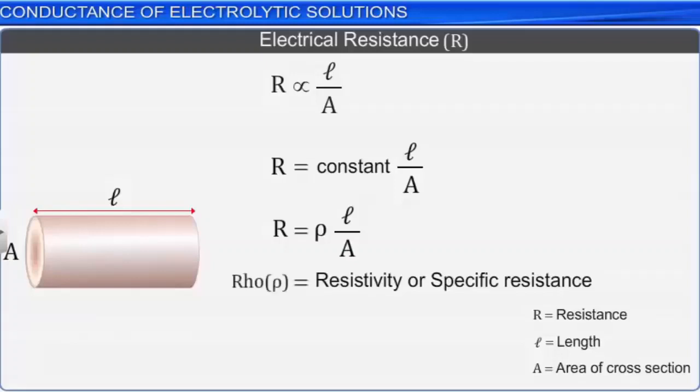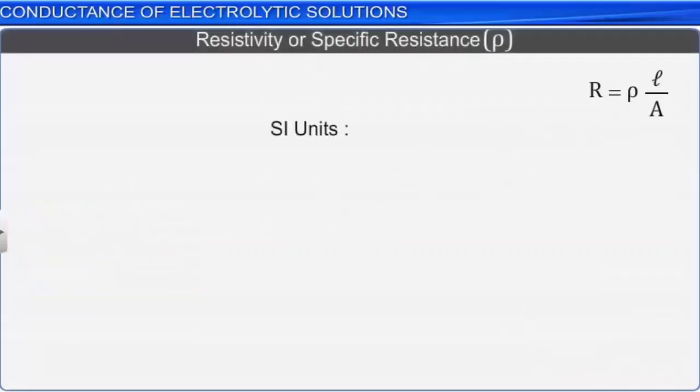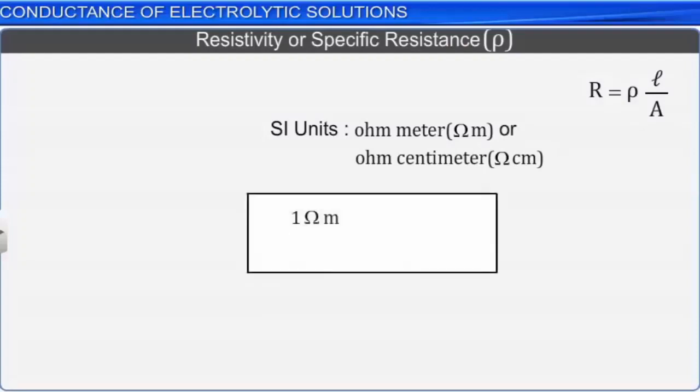The SI unit for resistivity is ohm meter. Quite often, its submultiple, ohm centimeter, is also used. Remember that 1 ohm meter is equal to 100 ohm centimeters, or 1 ohm centimeter is equal to 0.01 ohm meters.